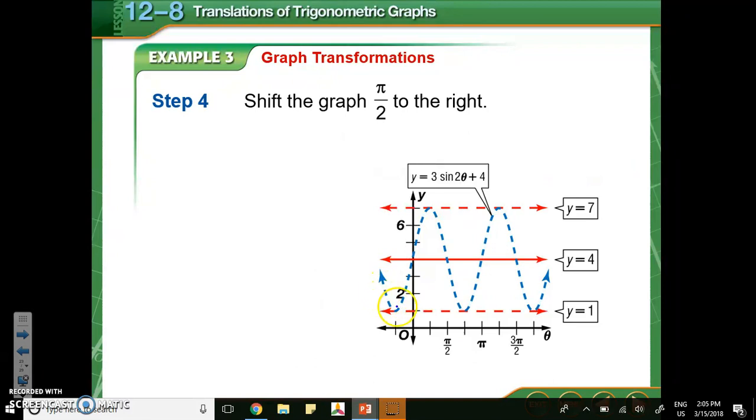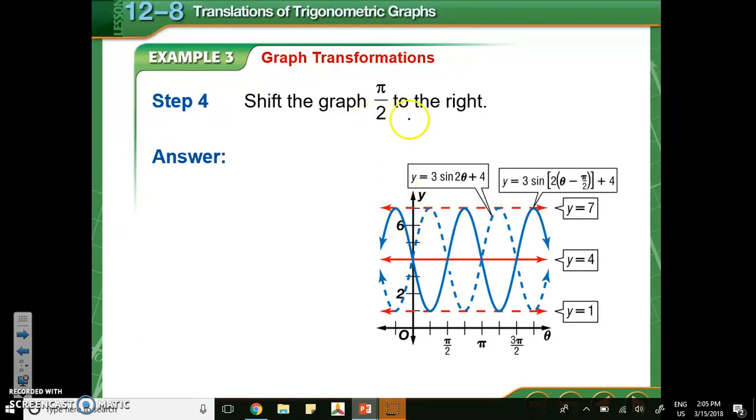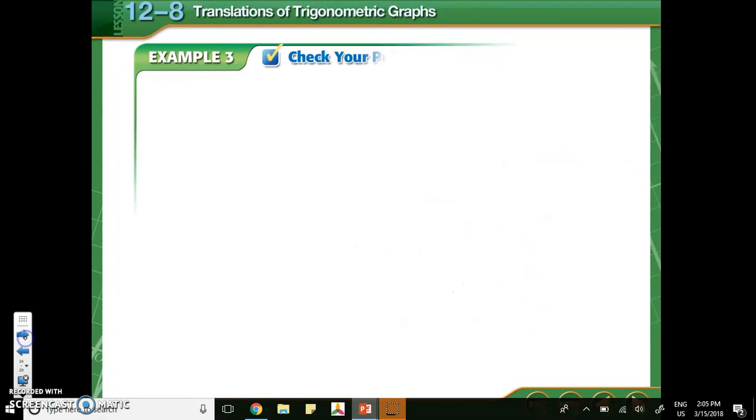But that's not even the graph we want to do, right? I would graph what I was just showing you in dotted curves like this. And then I need to shift that pi over 2 to the right, because this is my original function. So I take every point that I found on that dotted line and I shift it pi over 2 units to the right. So this point comes over to here, this point comes over to here, and so on. So that solid blue graph would be my final answer.